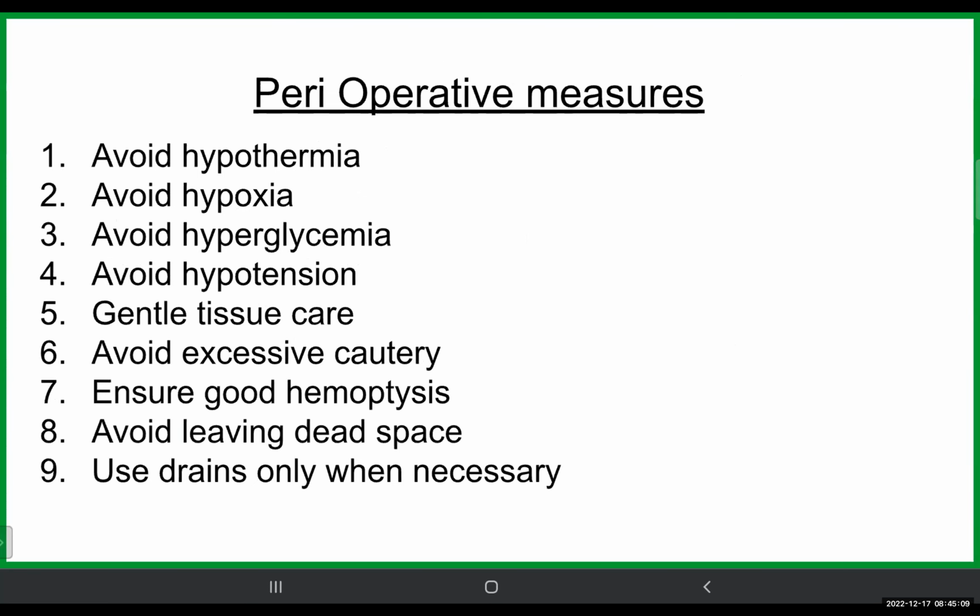Now, perioperative measures: avoid hypothermia, avoid hypoxia during the operation, avoid hyperglycemia. We should try to maintain the sugar less than 200 and give gentle tissue care. Avoid excessive cautery. We should use bipolar; bipolar should be preferred basically. Ensure good hemostasis. Avoid leaving any dead space while closing the abdomen or any wound. Use drains only when necessary. The closed suction drain should be preferred, and the drain should be inserted through a separate incision.